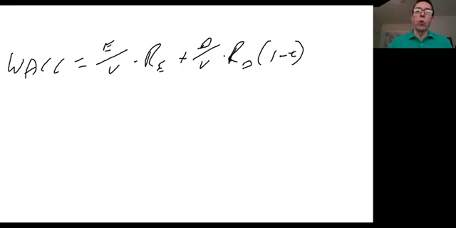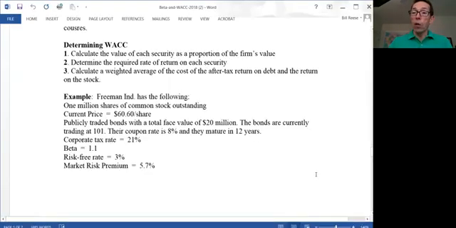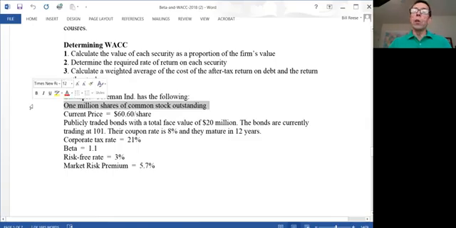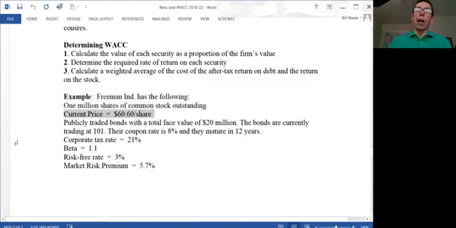Let's go now to our class notes to see what information we have to be able to calculate the WACC for a firm, Freeman Industries. So here is the information about Freeman Industries at the bottom of page 5 of your class notes. Freeman Industries has 1 million shares of common stock outstanding. That's just how many shares are out there, 1 million shares. And they're currently trading at a price of $60.60 per share.